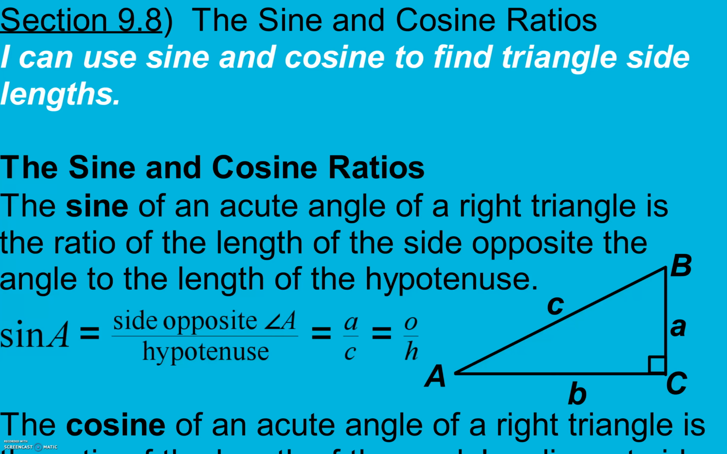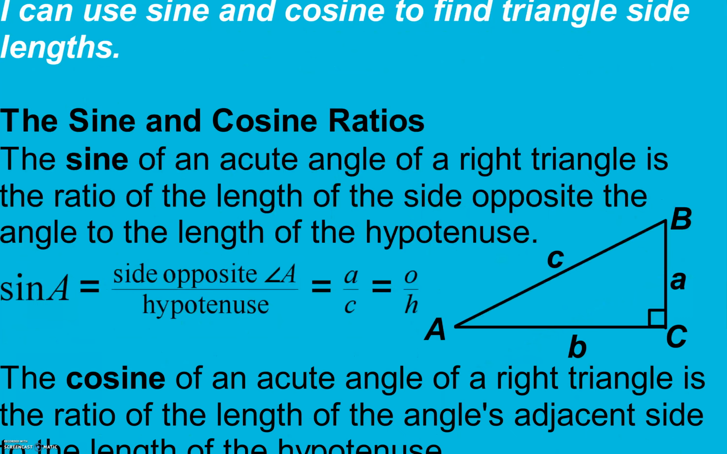The sine of an acute angle of a right triangle is the ratio of the length of the side opposite to the angle to the length of the hypotenuse. So if we're looking here from angle A, opposite is side A, our hypotenuse is side C, and our adjacent is side B. And for sine, we just need O and H, opposite and hypotenuse.